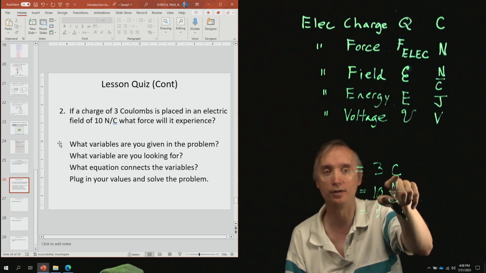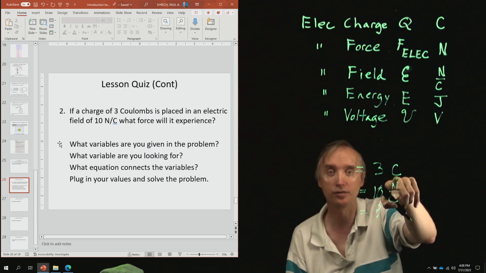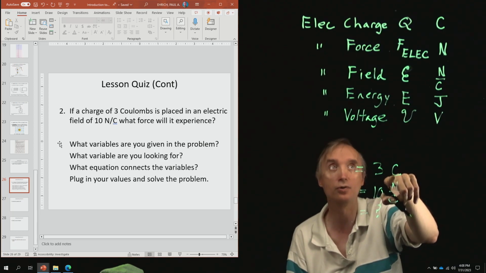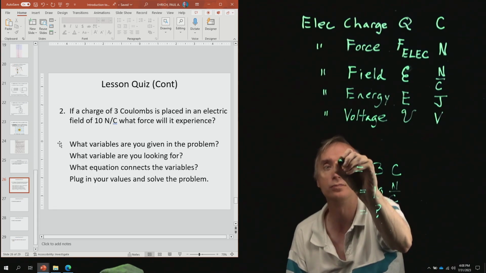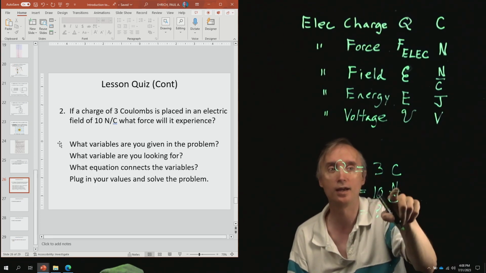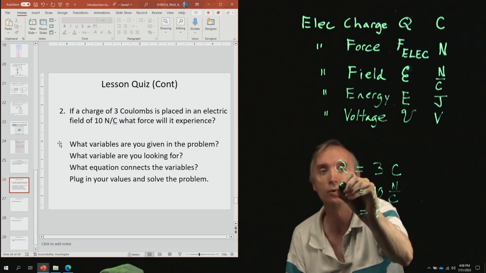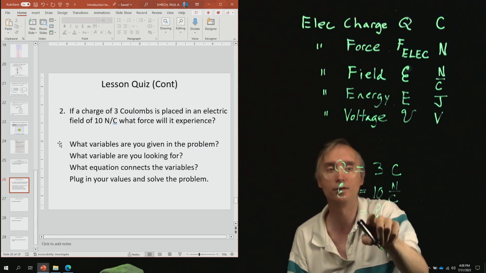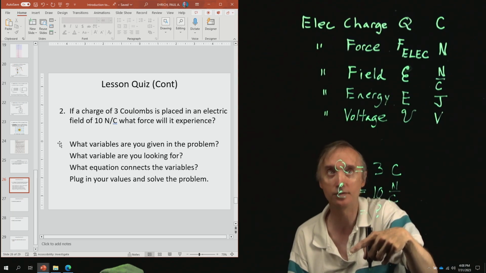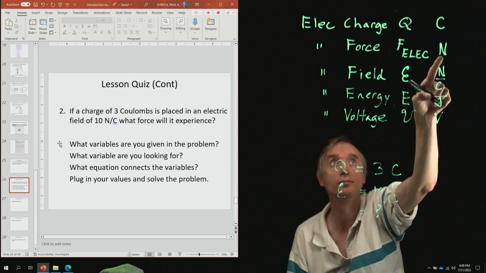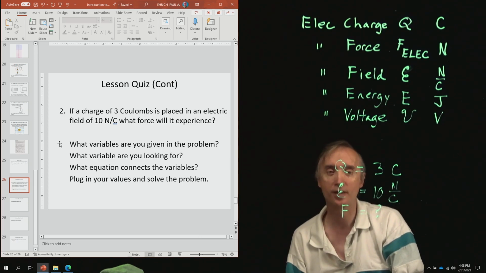So look at the unit, coulombs. It also says charge: if a charge of 3 coulombs. If we go back up to here, you notice that coulomb went with charge Q. So we know that this was Q. Newtons per coulomb was a unit for the electric field, so this was E. And then what are we looking for? What force will it experience? Force is given by F, so we're looking for F sub E.